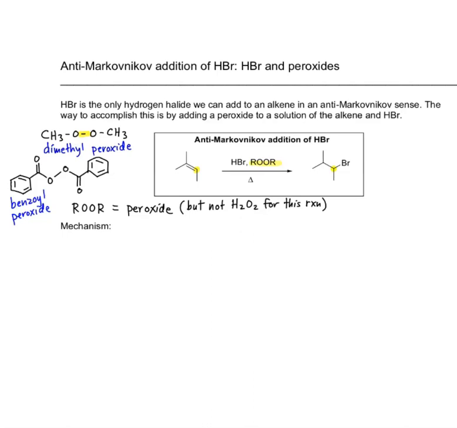Okay, so some sort of a peroxide you're going to have in there with your HBr. You are also going to need to heat this up. So that's what the little triangle stands for, is heat. Notice that up above it says addition of HBr, so HBr and peroxides. And so it needs to be pointed out here that the reaction only works with HBr. So this anti-Markovnikov result we can only get if we use HBr as the hydrogen halide. We can't get it if we use HCl or HI.